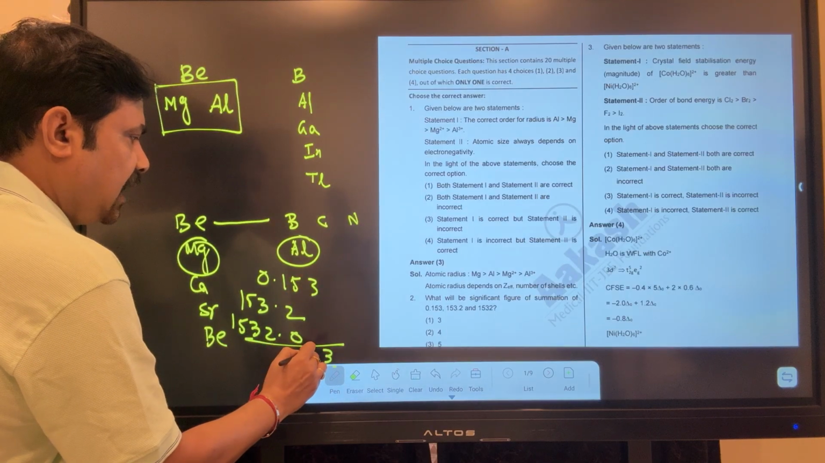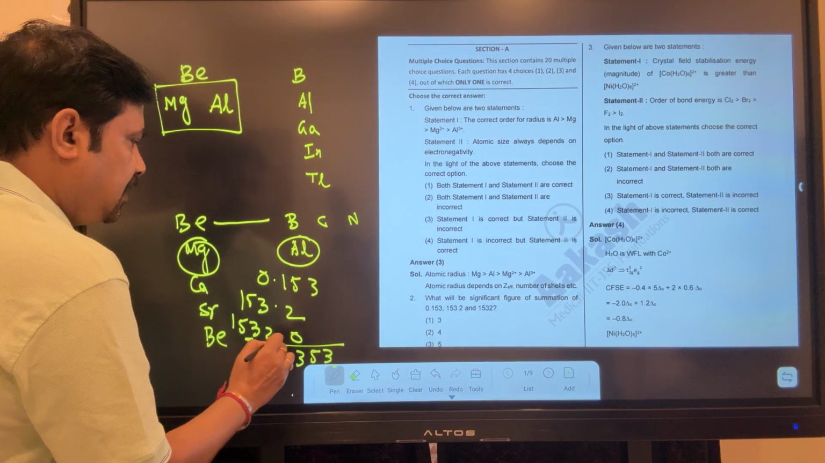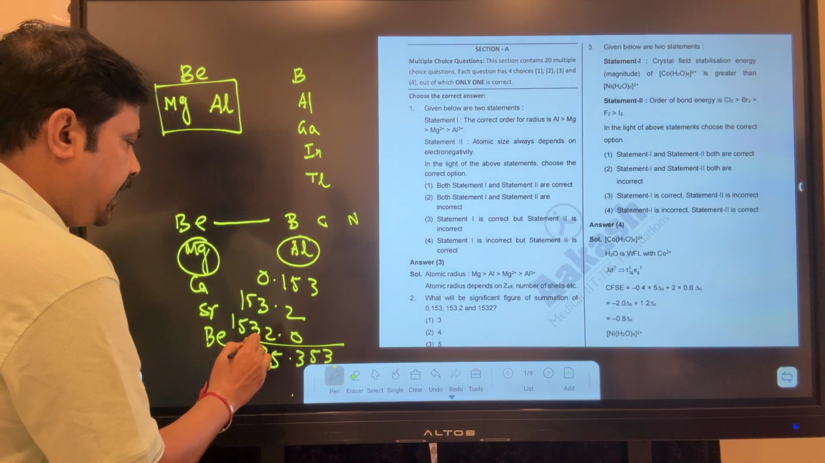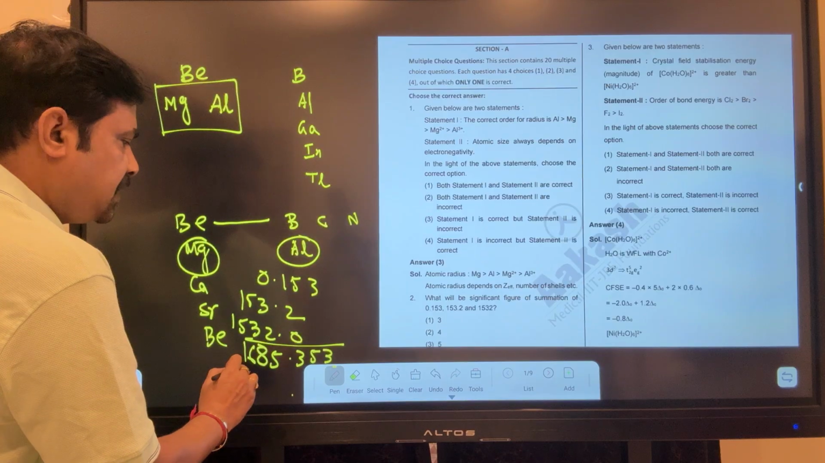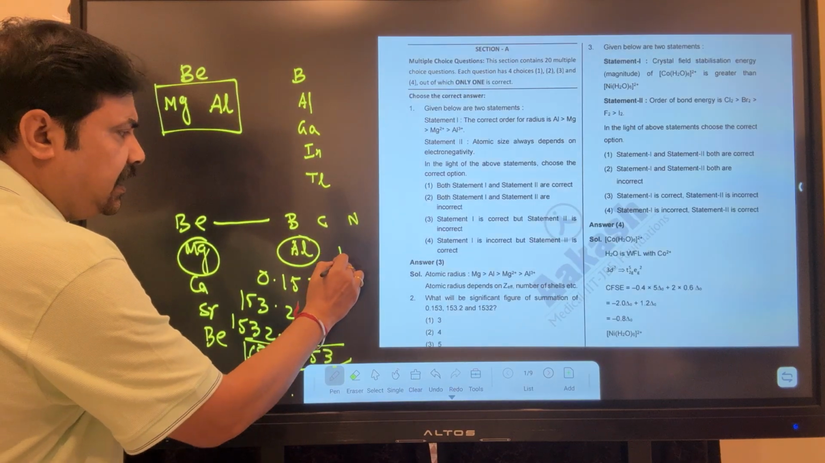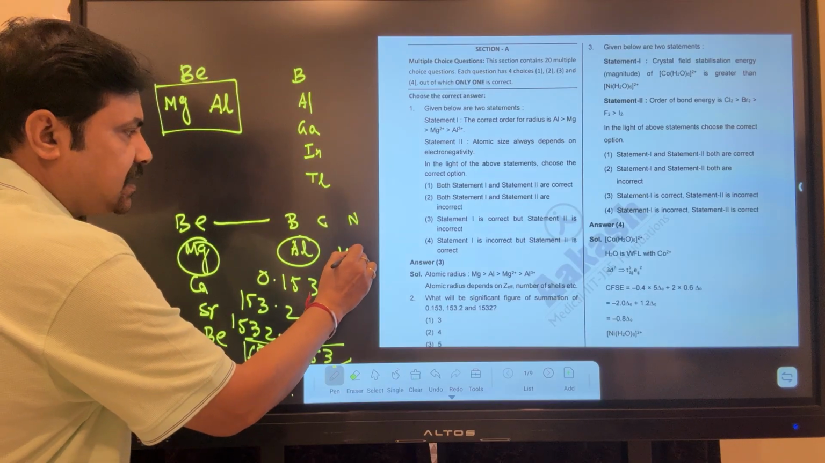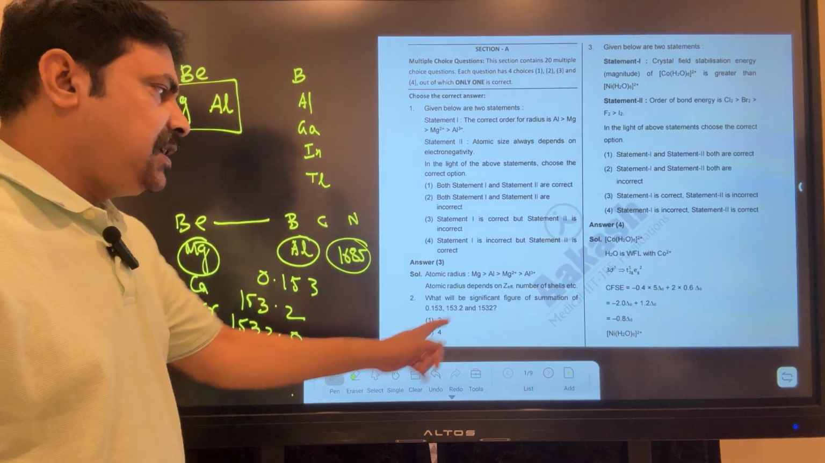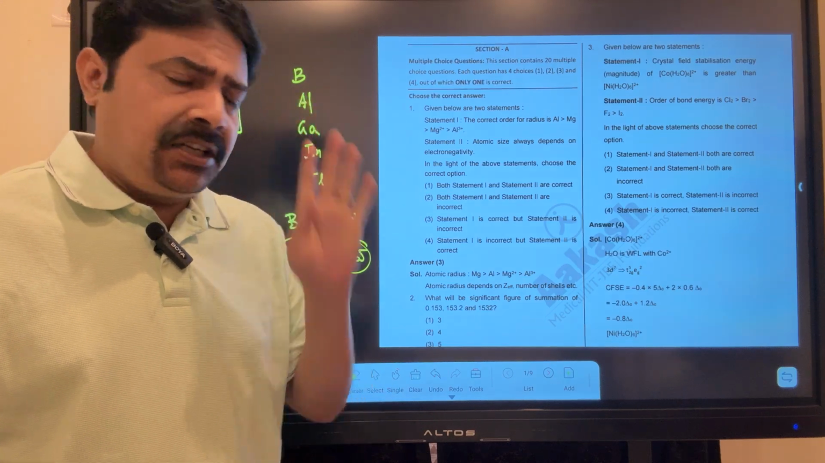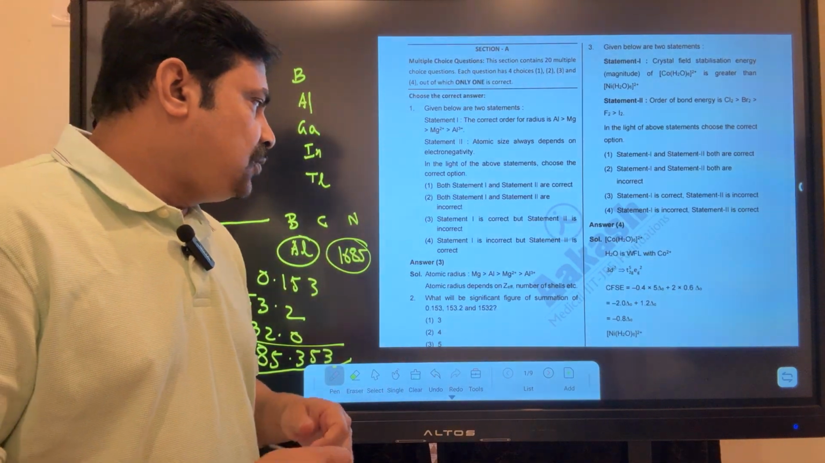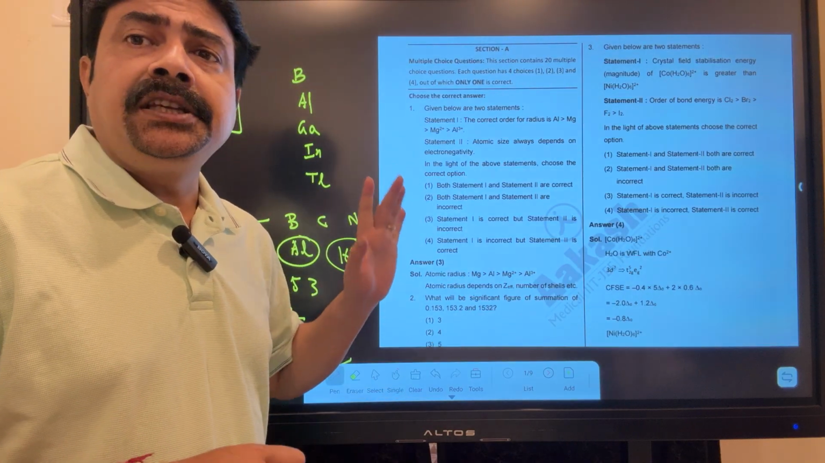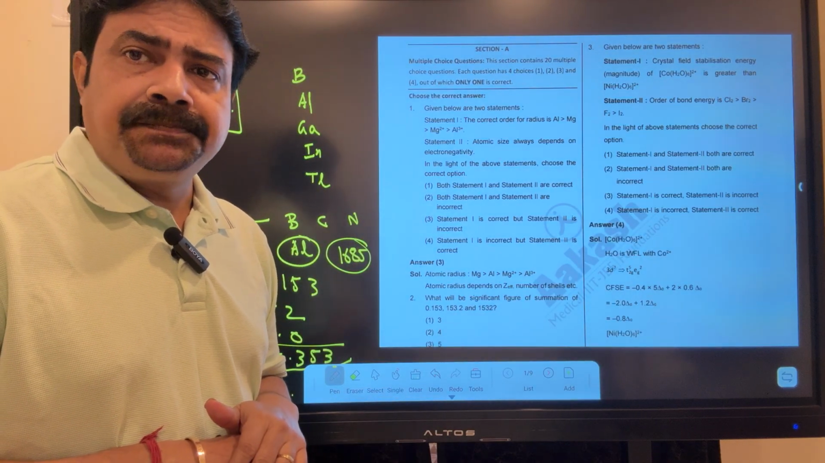Then 3, and then 5, then 3, then you will get 325, and then you will get 538 and 516, 1685.353. Now 1685.353 is nearly equal to, I can write down, 1685. So then the summation will be coming how much? 1685. How many significant figures? 4 significant figures. That's why your answer will be 4 significant figures, summation of all these figures. Point is clear? Okay.